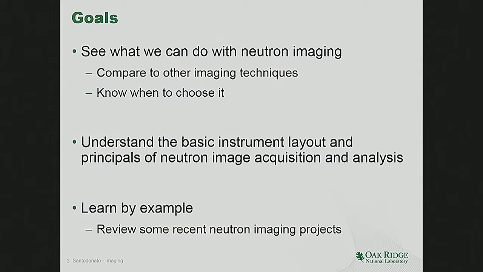So the goals of the talk, I'll break them down into three categories. We want to see what we can do with neutron imaging, compare it to other techniques, and when do we choose it? You've probably heard several times, you always need to ask yourself the question, why neutrons? And you're not going to use neutrons if you could do it by other means generally, because neutron sources are few and far between. So we want to know when we're going to choose neutron imaging, understand the basic instrument layout and the principles of how it works, and then learn by example.